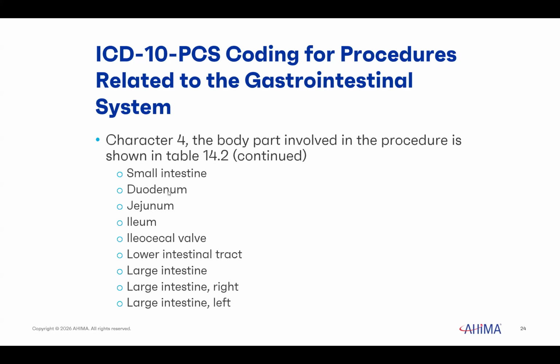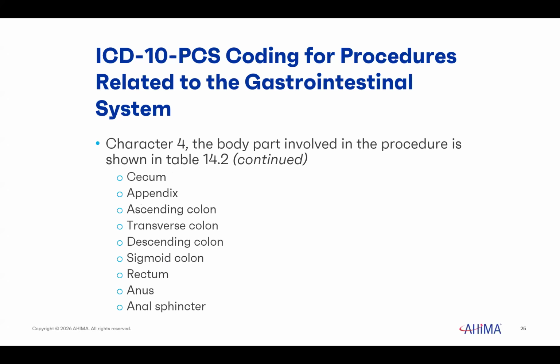Now we're going to talk a little bit about the colon and the rectum. This covers the body parts that you see here that are also in table 14.2: the cecum, the appendix, the specific segments of the colon, the rectum, the anus, and the anal sphincter. When reviewing the operative reports, you must identify exactly which anatomical segment was treated in order to select the correct PCS value.